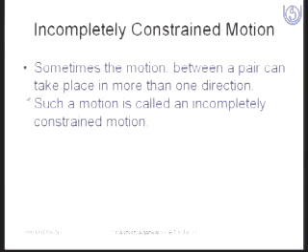Another type of motion is called the incompletely constrained motion. Here the motion between the pair can take place in more than one direction. Such motion is called the incompletely constrained motion. In case of completely constrained motion, the motion is only in one direction irrespective of the force direction. But in case of incompletely constrained motion, the force is applied in one direction, but the parts can move in any direction, so it is called the incompletely constrained motion.